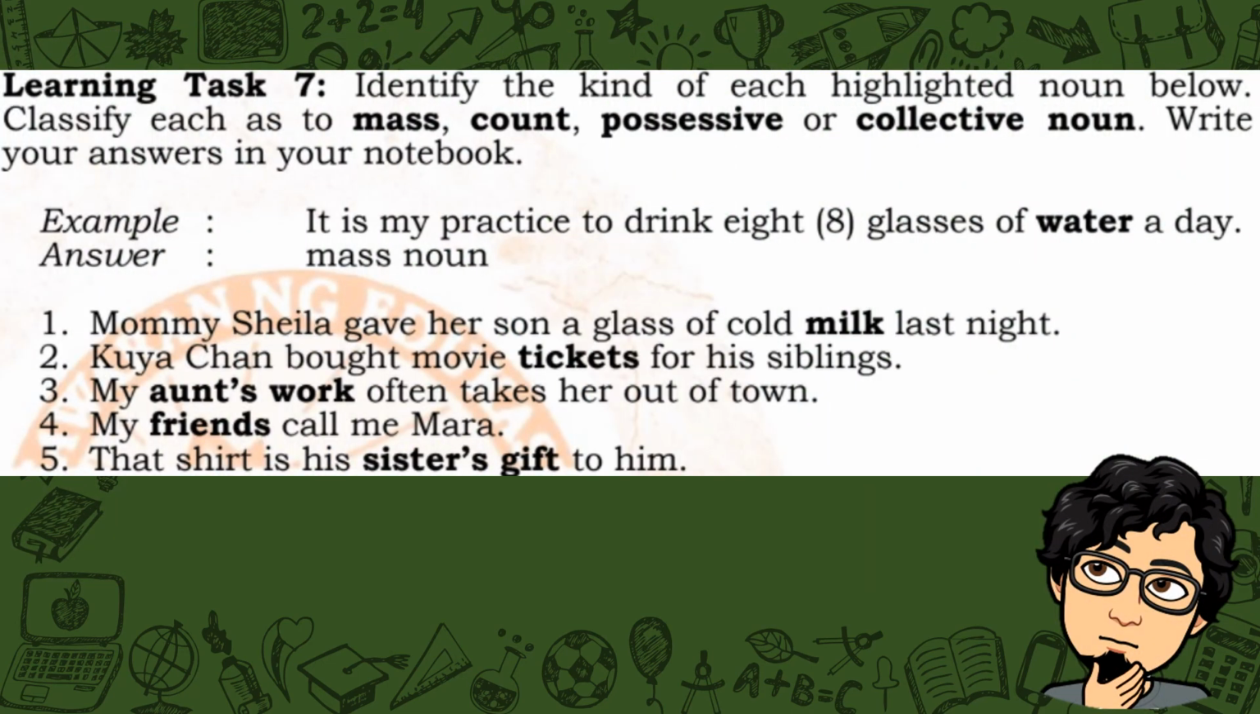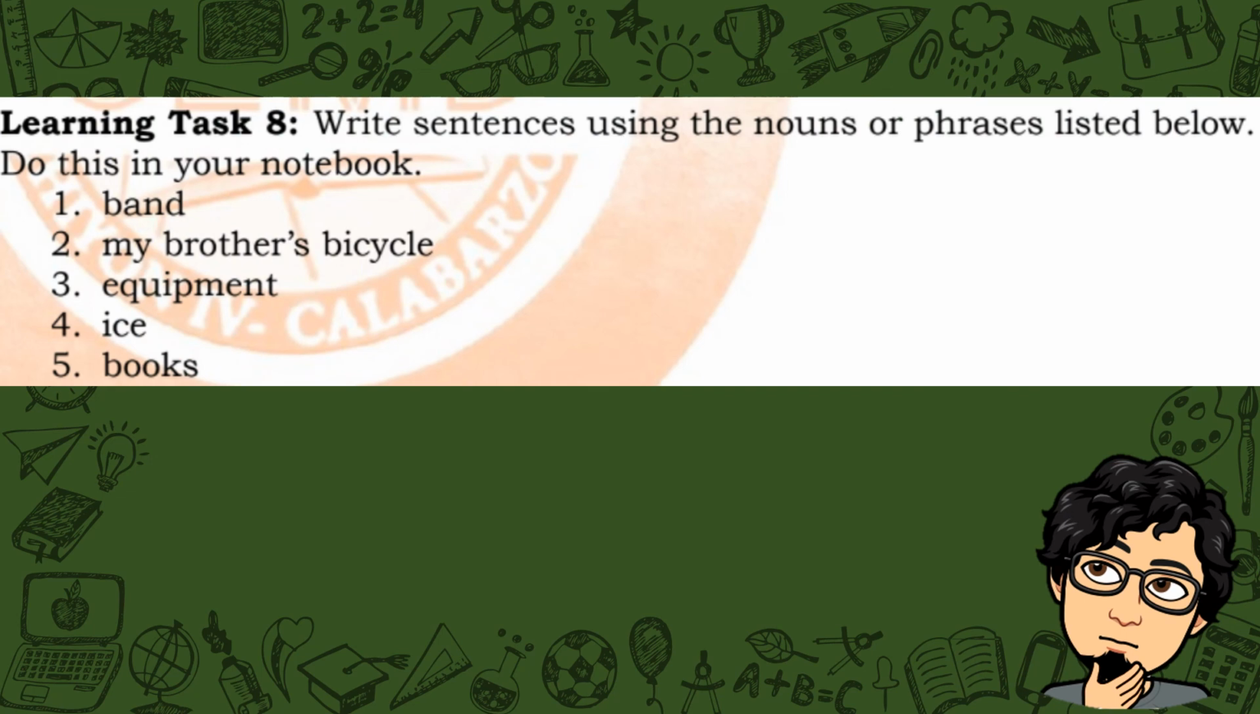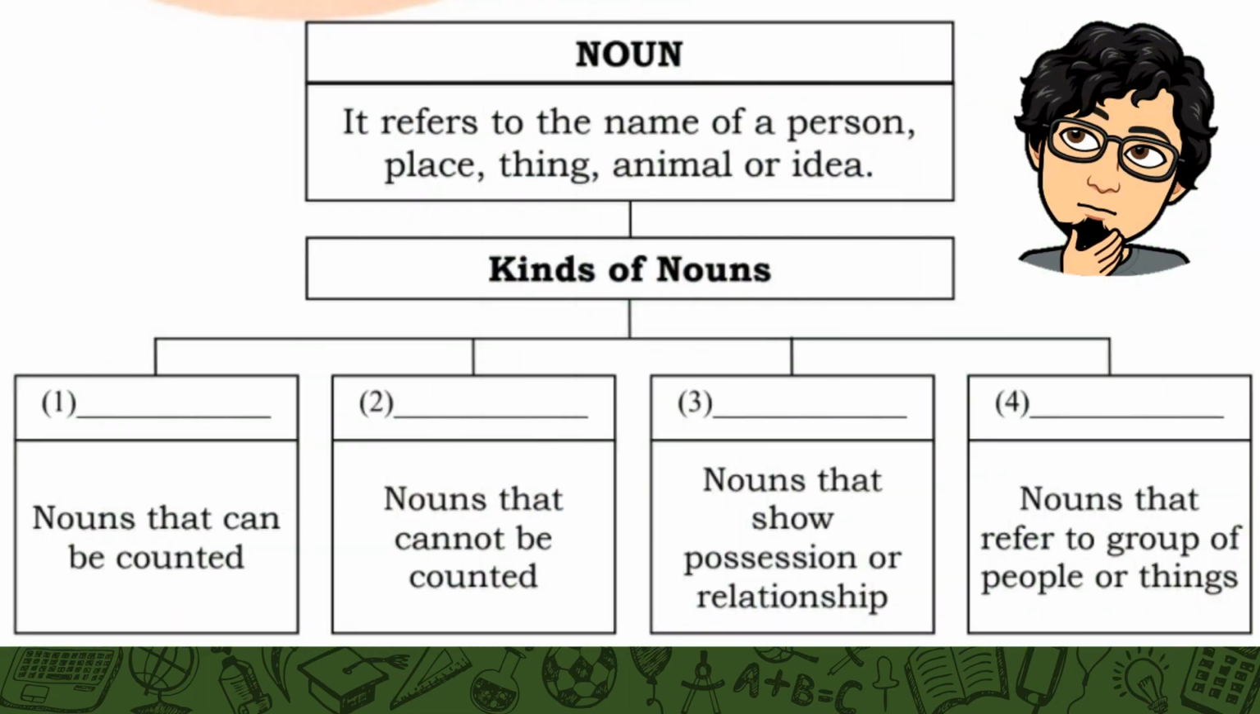Learning task 7 on page 14. Identify the kind of each highlighted noun below. Classify each as to mass, count, possessive, or collective noun. Example, it is my practice to drink 8 glasses of water a day. Water is a mass noun. Learning task 8. Write sentences using the nouns or phrases listed below. Band, my brother's bicycle. Equipment, ice, books. For our final activity, copy and complete this table on a separate sheet of paper.